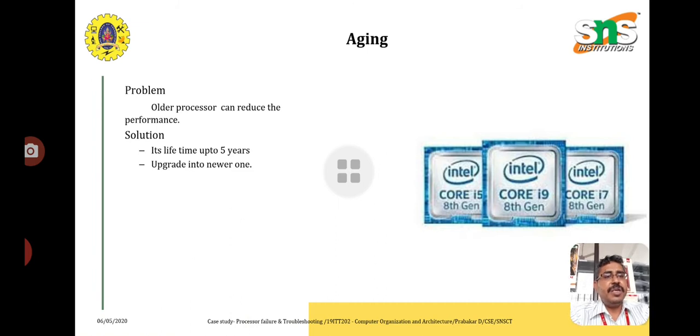The next one is aging, which means the period of usage, or lifetime. Normally the CPU's lifetime is 5 to 7 years. So we can utilize the CPU within that time limit, otherwise it goes to die. Afterwards we cannot use it within our existing system configuration. So how can we overcome this? We go for upgrading to a new one with the latest technologies.